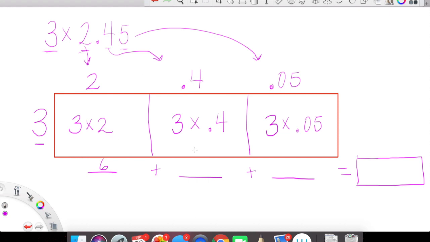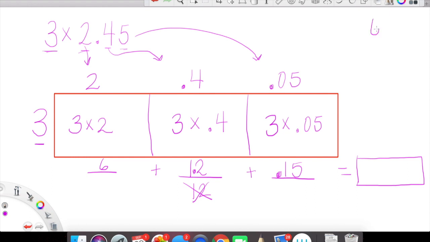Anyway, let's get back to math. Okay, now we have 3 times 4/10ths. Well, I know 3 times 4 is 12, but 3 times 4/10ths is 12/10ths. Don't forget the decimal, very important. 12/10ths and 12 are not the same number. This represents 12/10ths, this represents 12 ones. They are not the same number. Don't forget your decimal. Here we have 3 times 5/100ths. Well, I know 3 times 5 is 15, but this is 3 times 5/100ths, so don't forget your decimal. 15/100ths. Beautiful. So now we have 3 partial products.